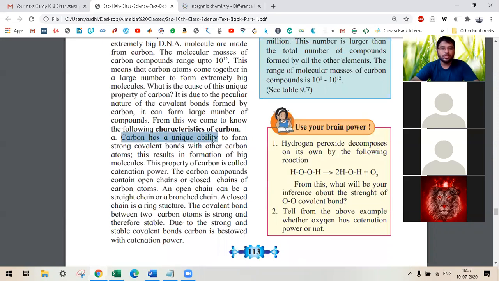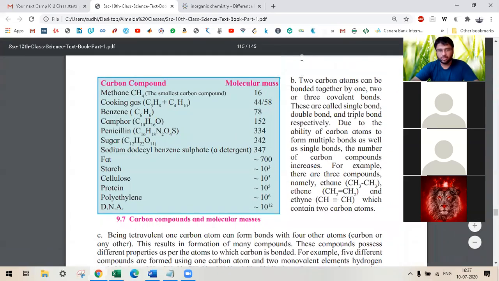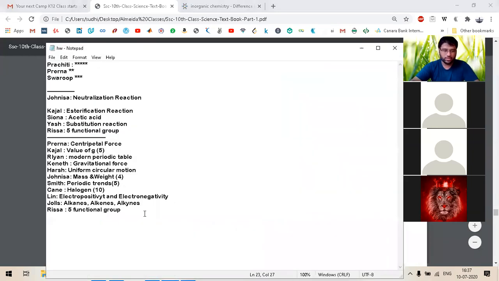Carbon has a unique ability to form a strong covalent bond with other atoms. This results in formation of big molecules. This property is called catenation power. Yes, sir. This is one characteristic. The second characteristic is here. 2 carbon atoms can be bonded together by 1, 2, or 3 covalent bonds. They are called single, double, and triple bond. So I want you to write these 2 points 10 times, okay?